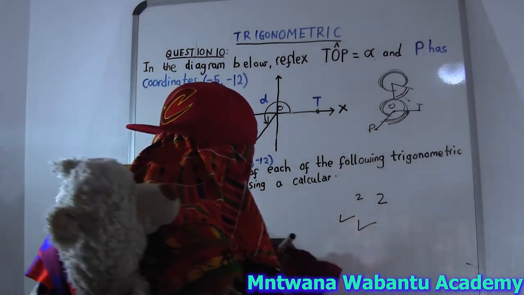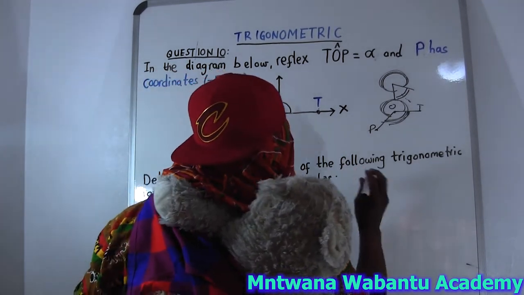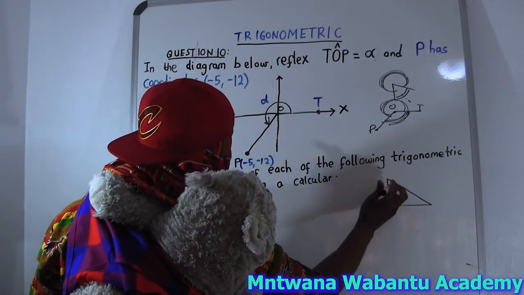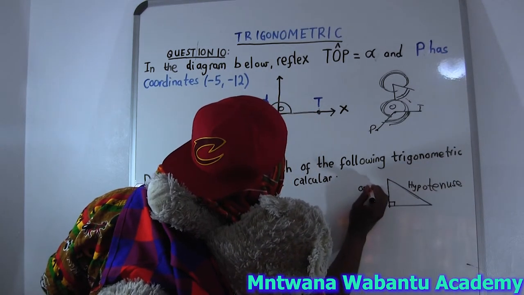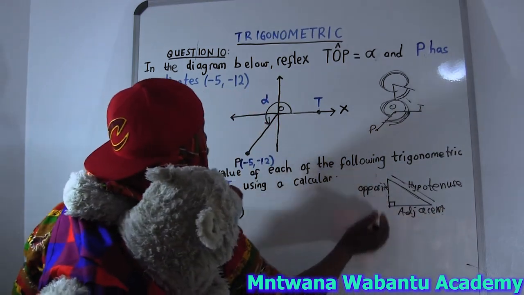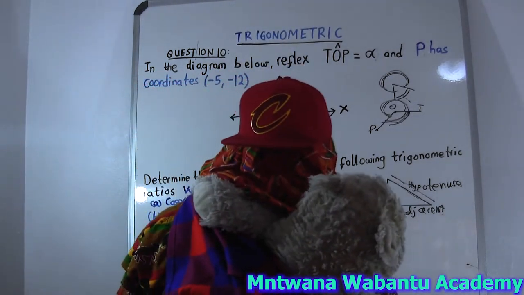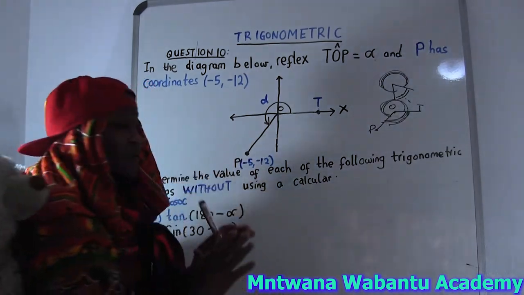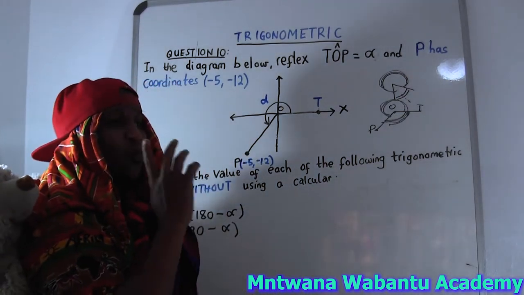Before we do anything, I want to show you this because it is very, very important. If it's a right angle triangle, the side opposite the 90 degree angle we call the hypotenuse, the vertical side we call opposite, and the bottom side is adjacent. But the triangle must be a right angle triangle, so make a triangle by connecting to the horizontal.